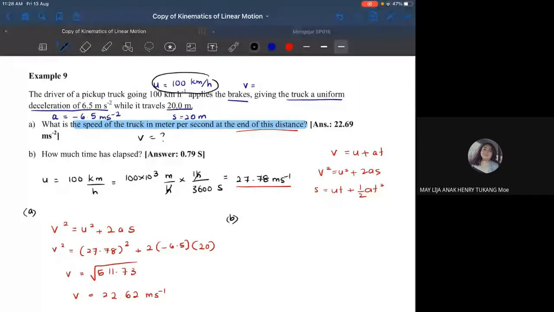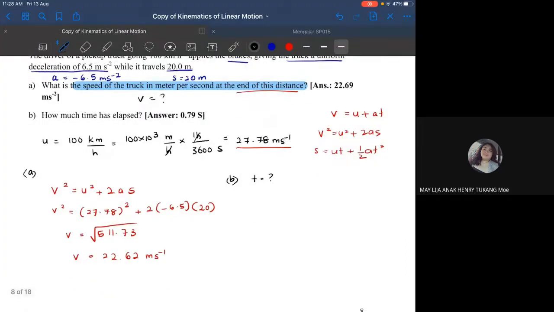Okay, so ini kita buat B pula. So dia nak time elapse kan. So this one nak time je lah. So I think this is very simple as well. So I think we can just use V equals to U plus AT. So our V kita dah dapat tadi 22.62. And then our U is 27.78 plus acceleration is negative 6.5. Remember to put negative. So this one you get your time to be sama juga, time sama dengan 0.79 second. Okay.